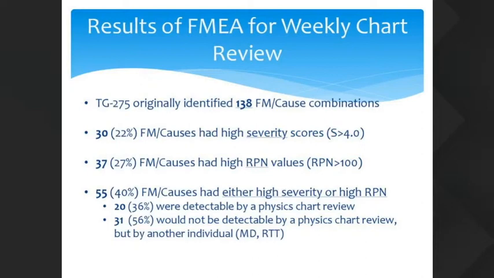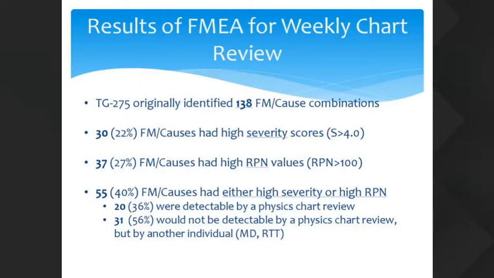37, or 27%, had high RPN numbers, and we used an RPN number of greater than 100 to decide whether it was a high failure mode. 55 failure modes had either a high severity or a high RPN number. But what was very interesting was that only 20 of them, or 36%, about a third, were detectable by a physics chart review.